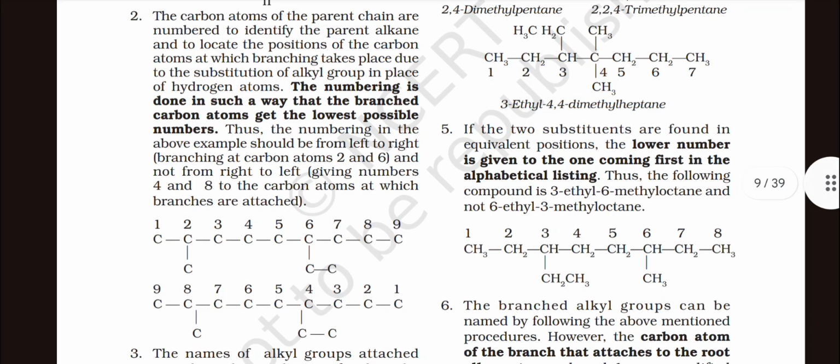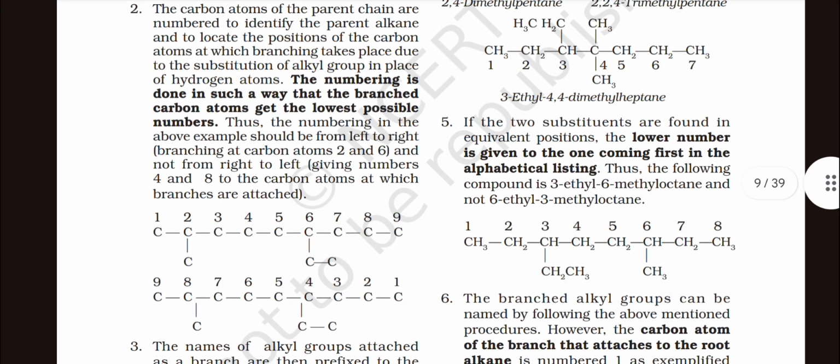The carbon atoms of the parent chain are numbered to identify the parent alkane and to locate the position of the branch carbon atom. Branching takes place due to the substitution of an alkyl group in place of a hydrogen atom. The numbering is done in such a way that the branch carbon atom gets the lowest possible number. Thus, the numbering in the above example should be from left to right and not from right to left.